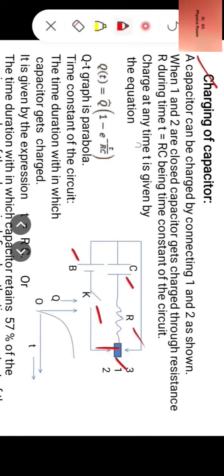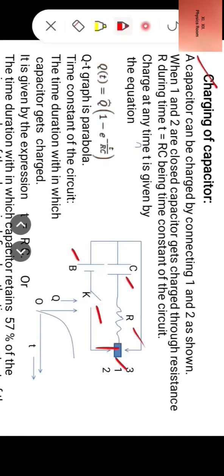When 1 and 2 are closed, the capacitor gets charged through resistance R during time t equal to RC, t equal to RC being the time constant of the circuit. I repeat, a capacitor can be charged by connecting terminals 1 and 2 as shown in the diagram.